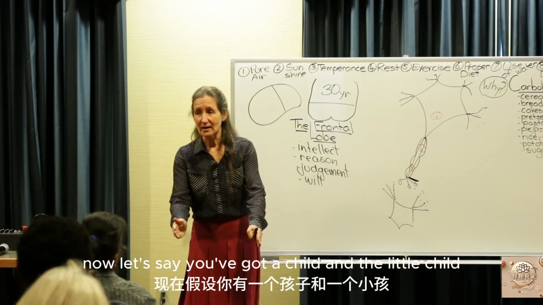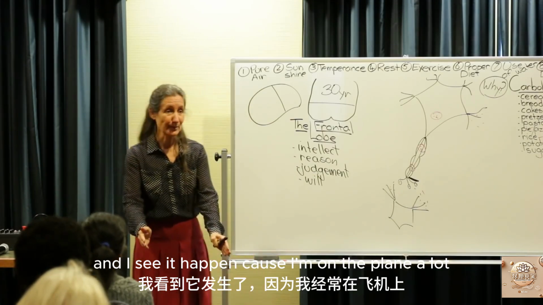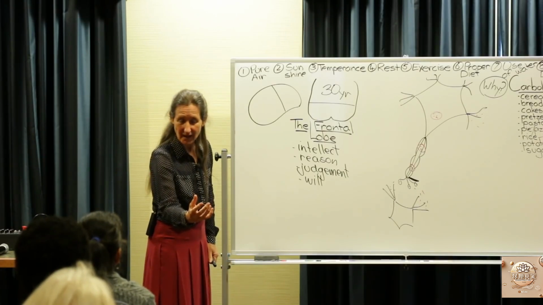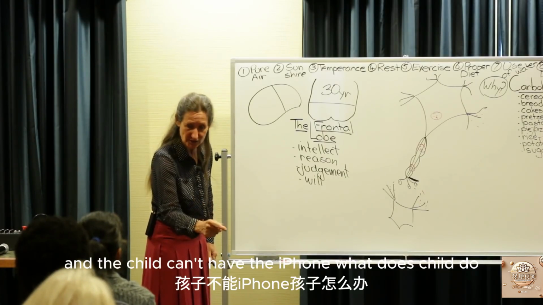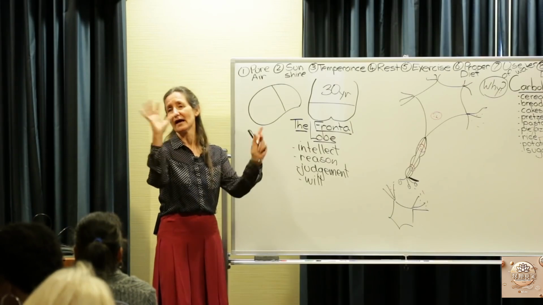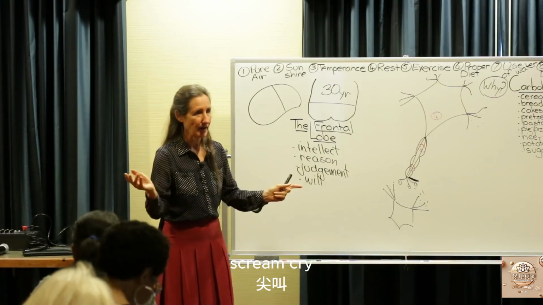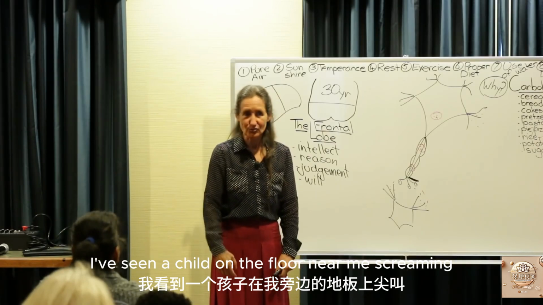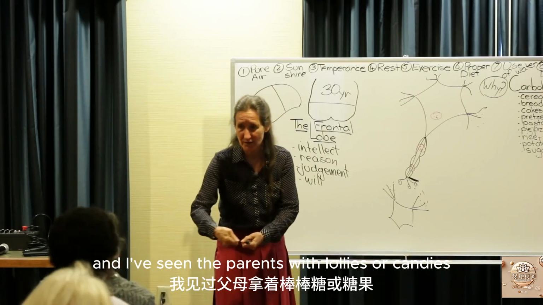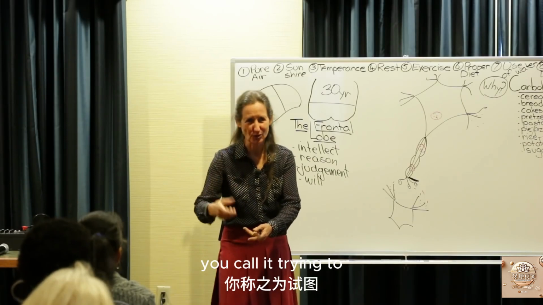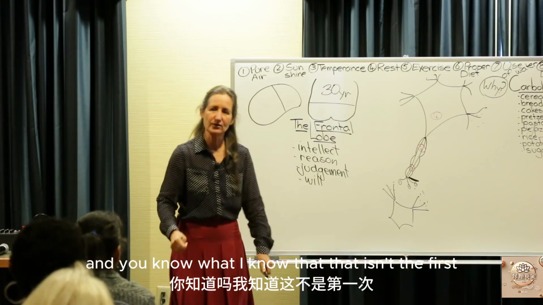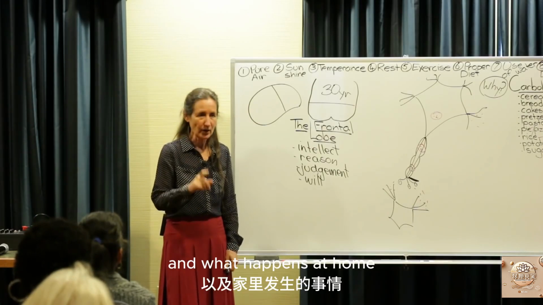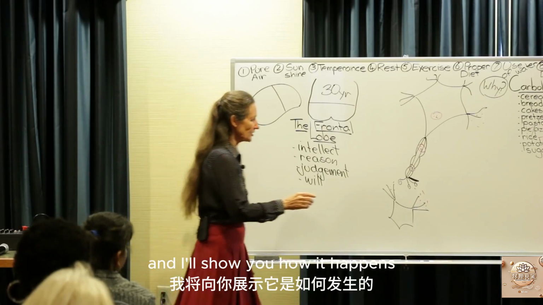Now let's say you've got a child. And the little child, and I see it happen because I'm on the plane a lot, wants the iPhone. And the child can't have the iPhone. What does the child do? Scream, cry. I've seen a child on the floor near me screaming, and I've seen the parents with lollies, or candies you call it, trying to, and you know what I know?